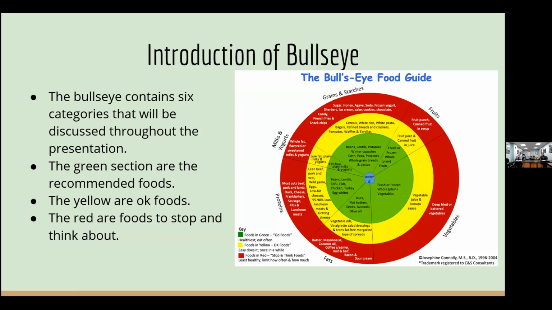Now, when you're talking about your bullseye, you look at the green section in the center, it's just like a traffic light. Green means go, thumbs up, go for it. The yellow section is kind of a little bit of caution. And then the red section, we call it the stop and think. This is like, okay, do I need the deep fried battered vegetables? Maybe not. So this is the food guide that you're going to see throughout the presentation, and we will touch on it as we go.